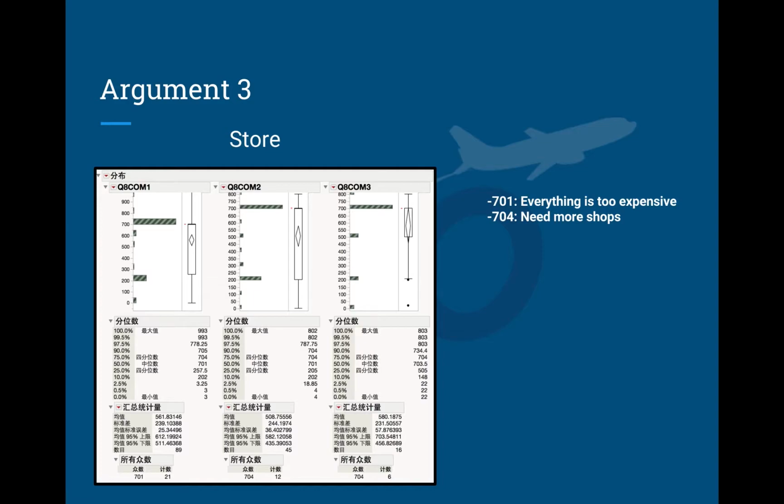And for the stores, we also use the same information from question 8 in these two years, 2015 and 2016, and we use the distribution analysis function. After that, we knew that 701 and 704 are the suggestions which passengers mention most. So after that, we knew the passengers' minds. They think that everything is too expensive in the airport, and they need more shops. So these are our three arguments.